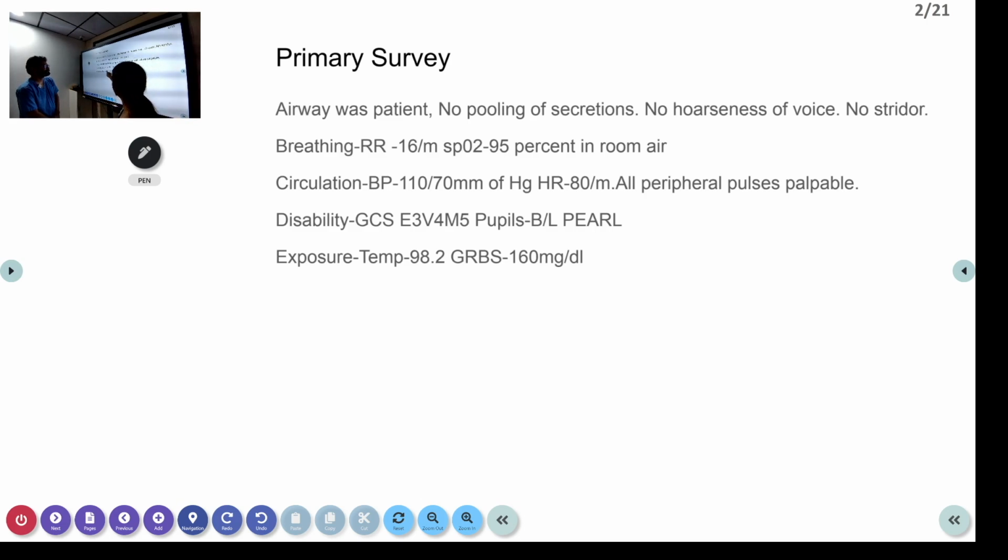In the primary survey, we found that the GCS is low. It is only 12 by 15, and GRBS is normal.